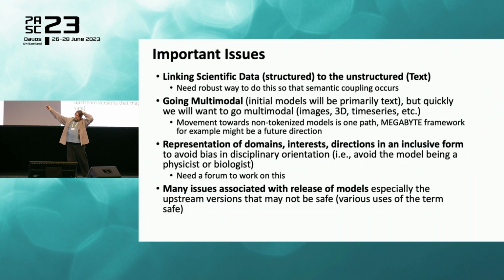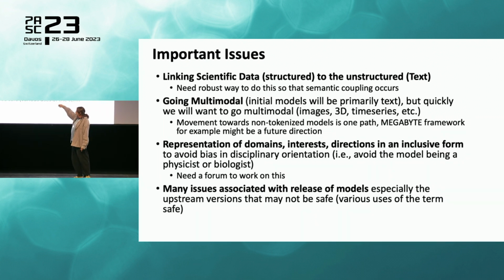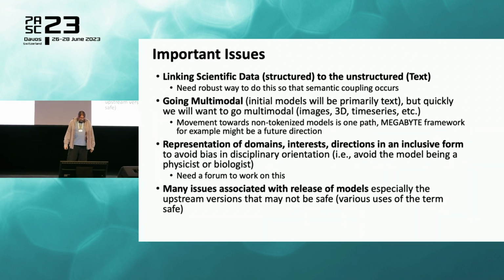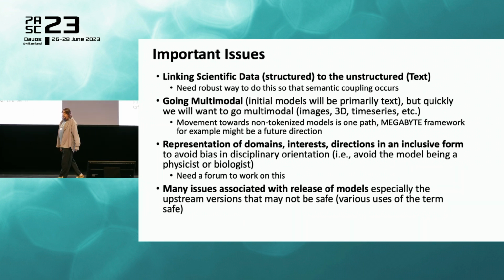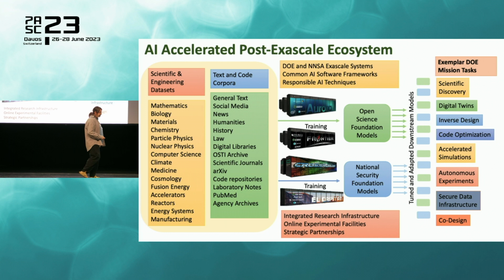How we structure scientific data in a way that these models can learn relationships is still pretty open. The multimodal issues are wide open. How to actually include representations of different domains in an inclusive way is going to be challenging. And there are a lot of issues having to do with how we might release these models or how we might work on AI safety or bias and so on. So many, many research topics.